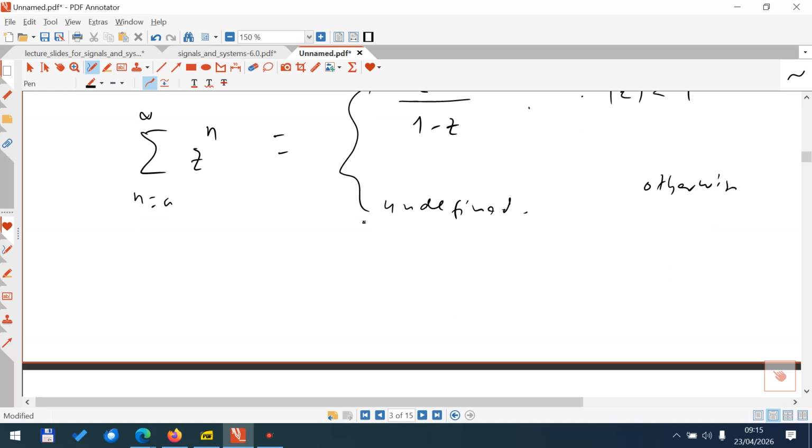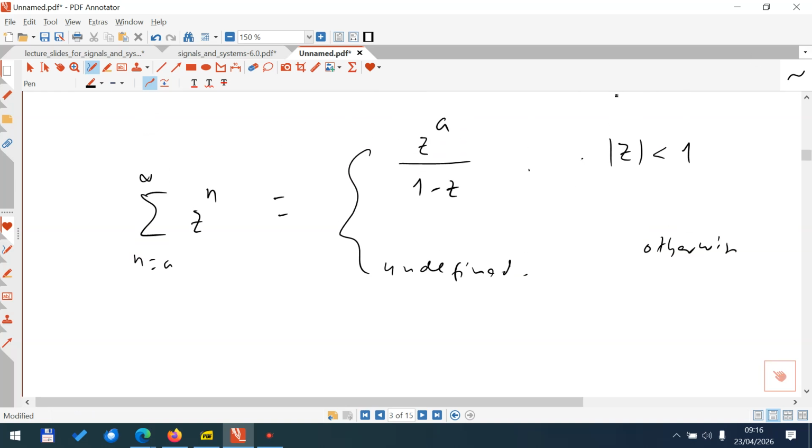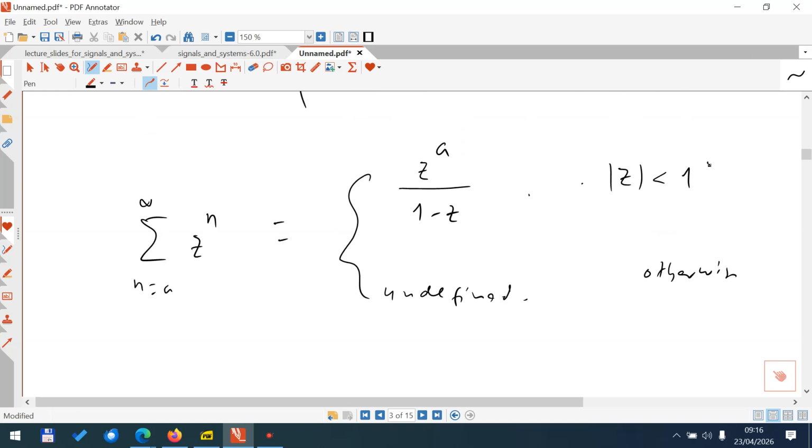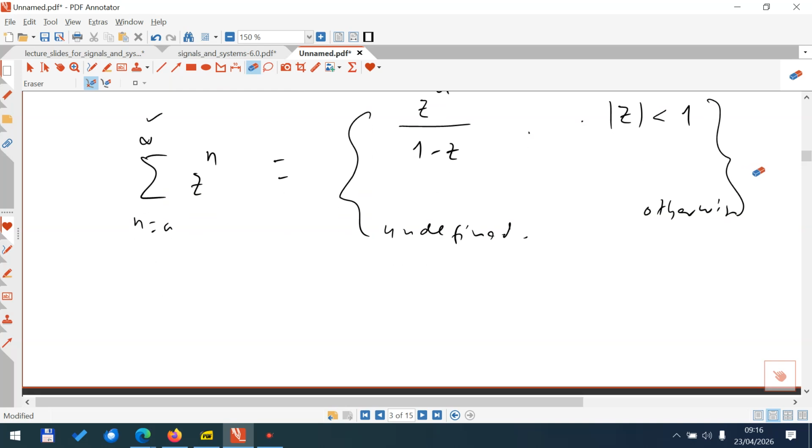And when will it be 0? Both of these require n to be... oh, of course, n cannot be larger than infinity, so you don't need that condition, right? That's enough.